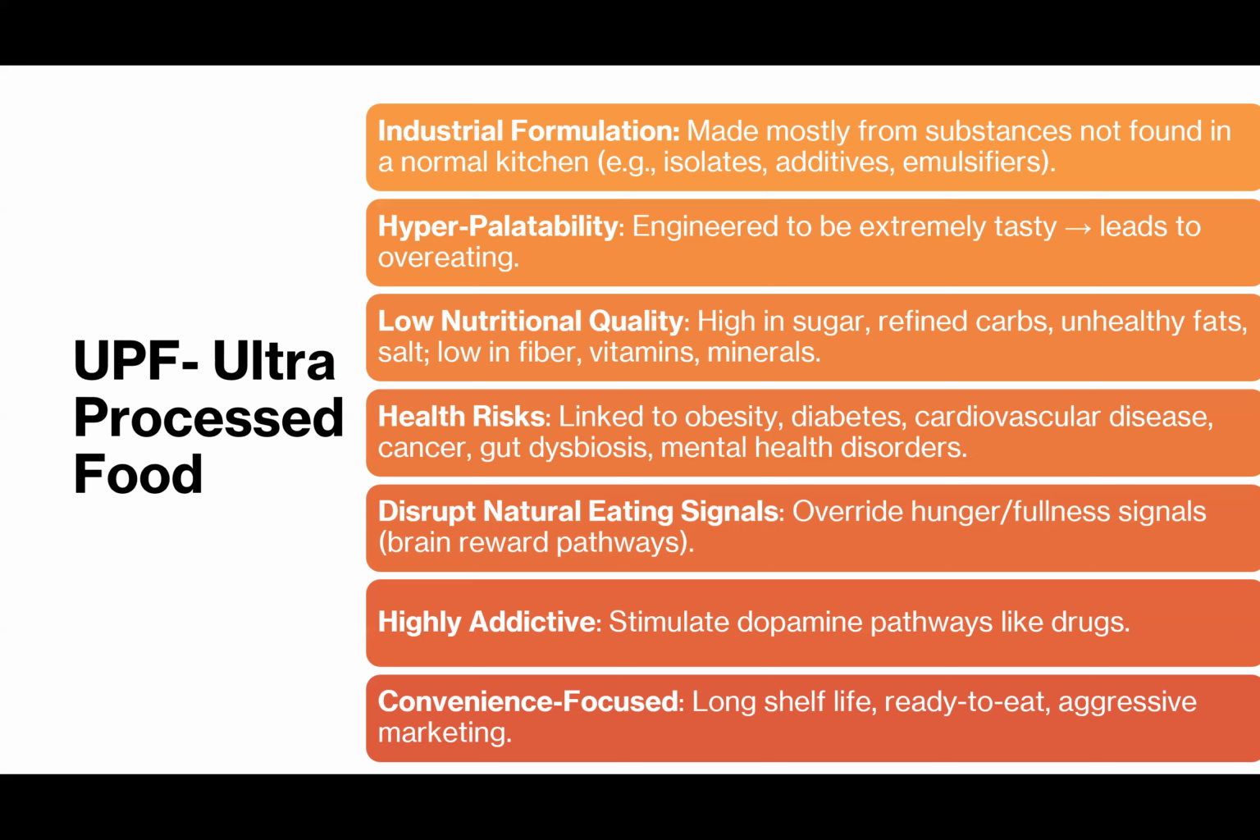They have absolutely low nutritional quality. They're high in sugar, refined carbs, refined fats, and salt, and low in fiber, vitamins, and minerals, and they're super dangerous to health. Obesity mainly comes from ultra-processed foods rich in sugars, and they affect cardiovascular health, blood pressure, the gut, and mental health. They disturb natural eating signals and override hunger and fullness signals in the brain's reward pathways, making weight loss after that really impossible. Literally, it's a killer.